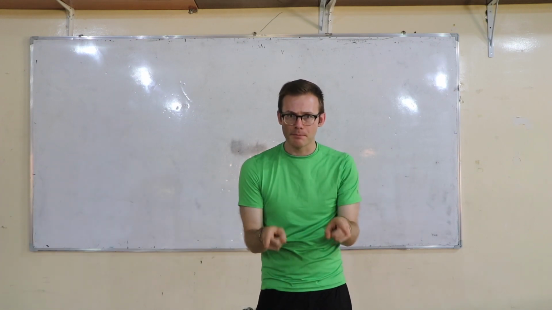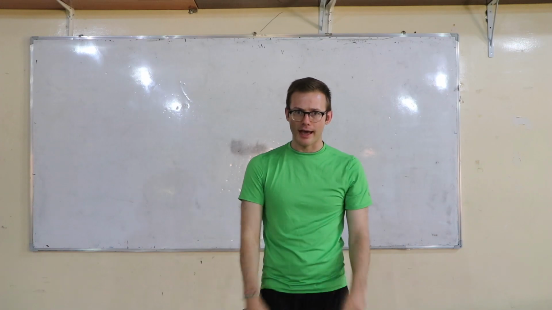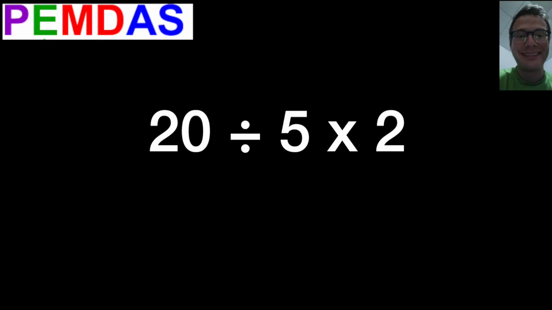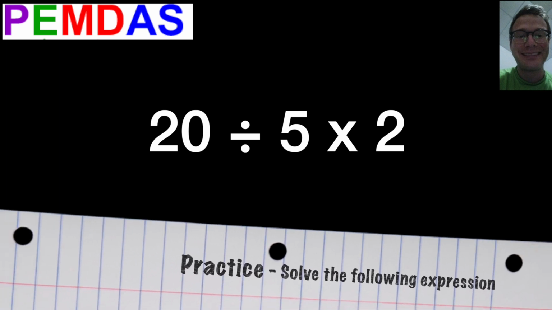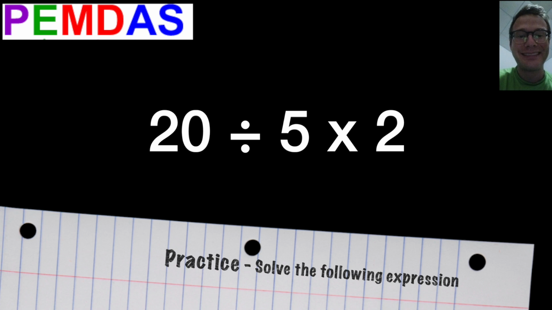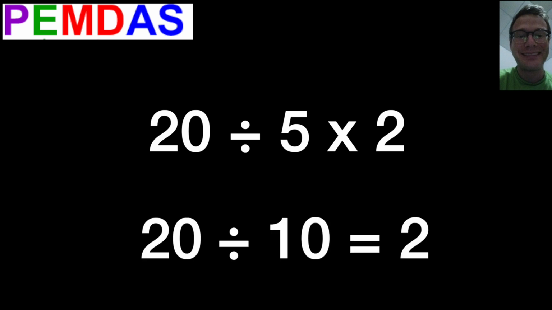Let's look at a quick example just to make sure we're understanding that. Let's look at an example. 20 divided by 5 times 2. Stop the video and try it. If you get 2, the answer is wrong.